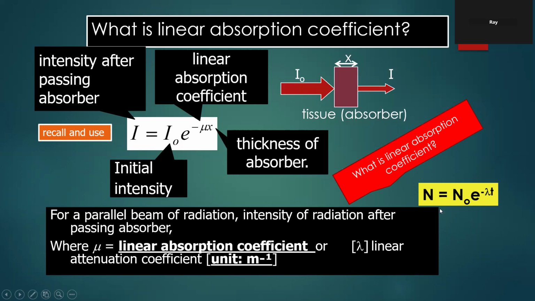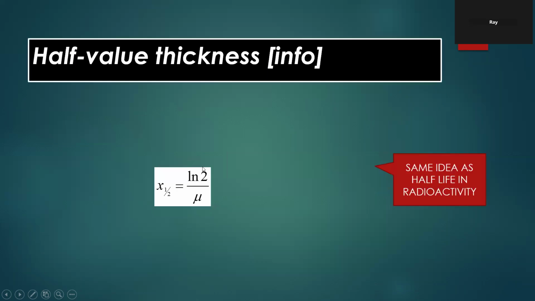It's the same as lambda in the decay constant, and it's usually in per meter. Unit is per meter, because X is in meter. Half value thickness is for your info. Same as half-life. Formula is the same as half-life.